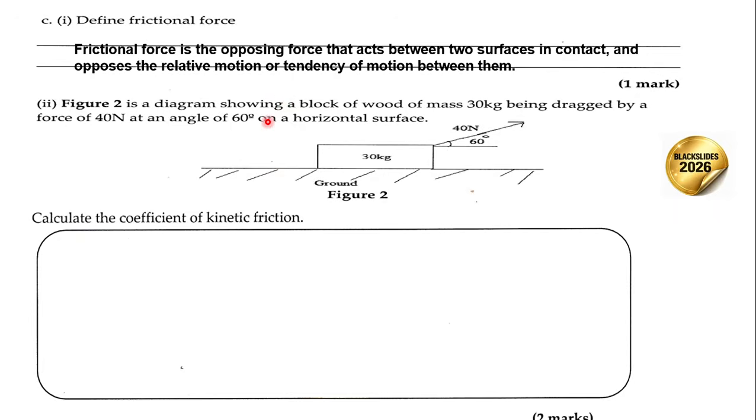Figure 2 is a diagram showing a block of wood of mass 30 kg being dragged by a force of 40 newtons at an angle of 60 degrees to the horizontal surface. Calculate the coefficient of kinetic friction.